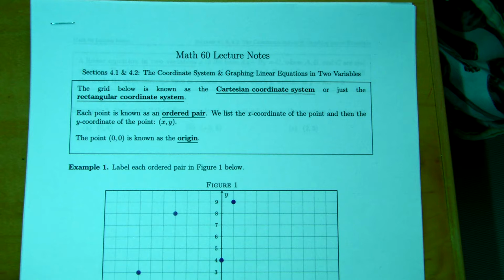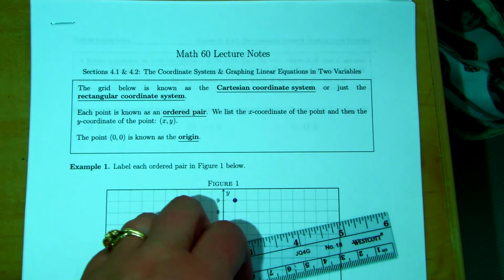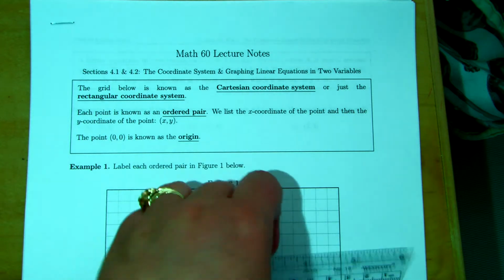What are linear equations? Lines. The root word of linear is line. So we're going to be graphing lines. It's really nice to have a ruler to graph lines with. First thing we're going to talk about is the coordinate system.